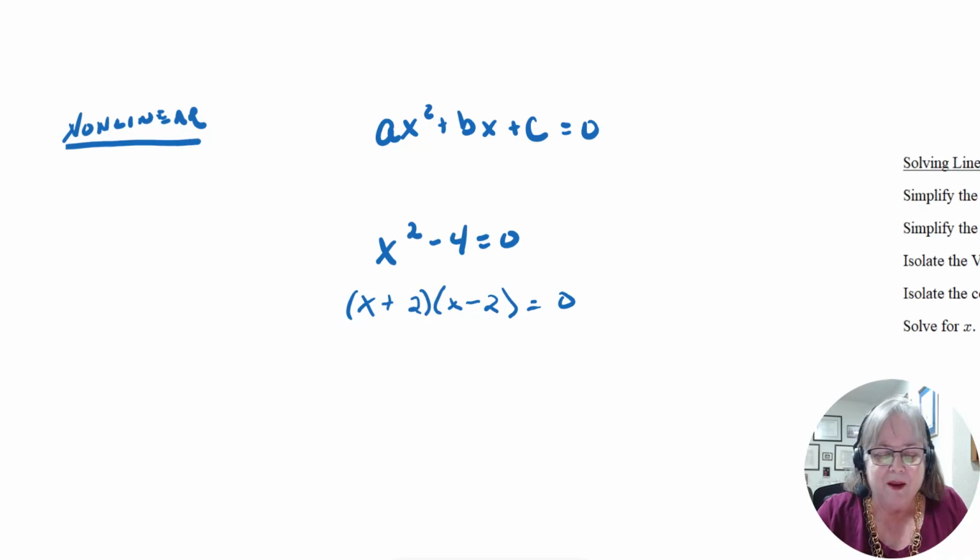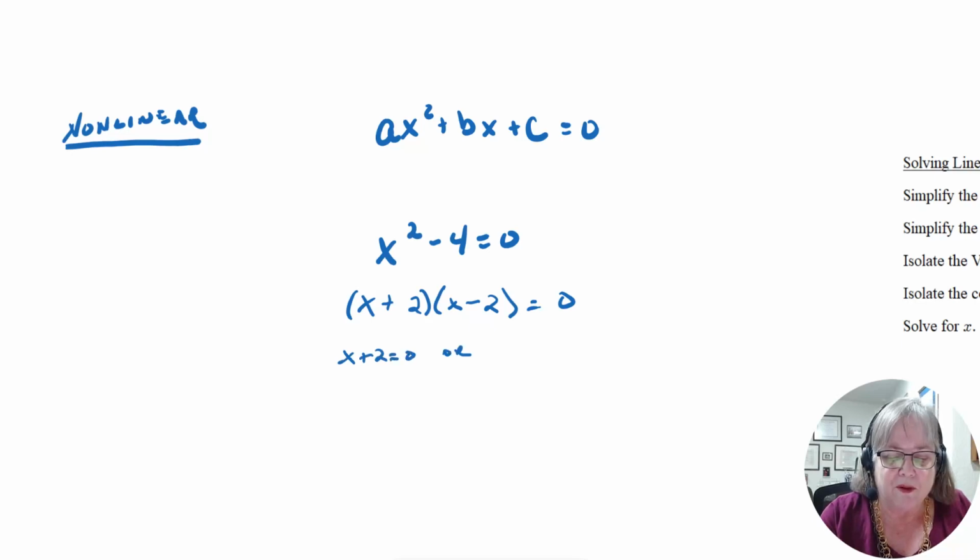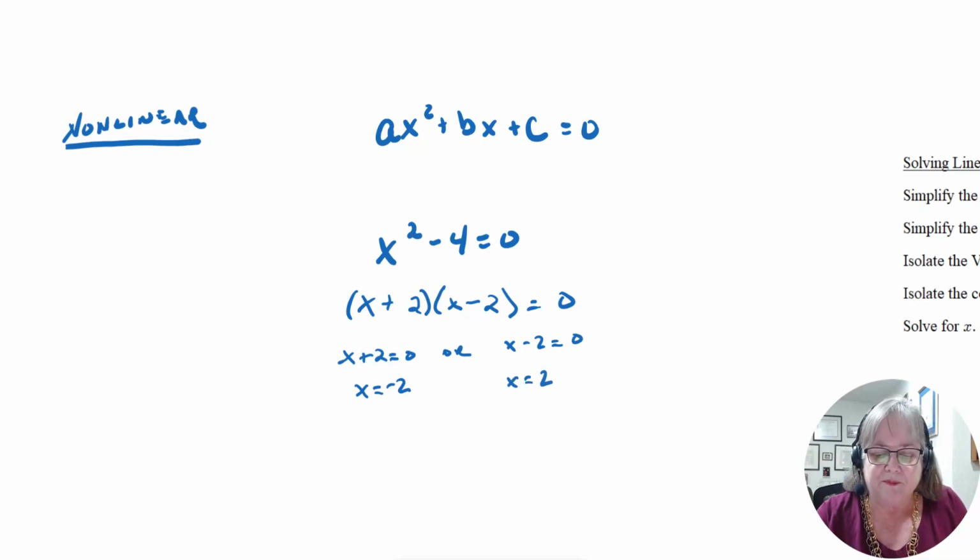It's all good. Now, that principle, that zero product principle, says if these two things multiply together to get you 0, either this one is 0 or this one is 0. Well, maybe they both can be, right? So x is minus 2 or x is 2 after you shift it over.